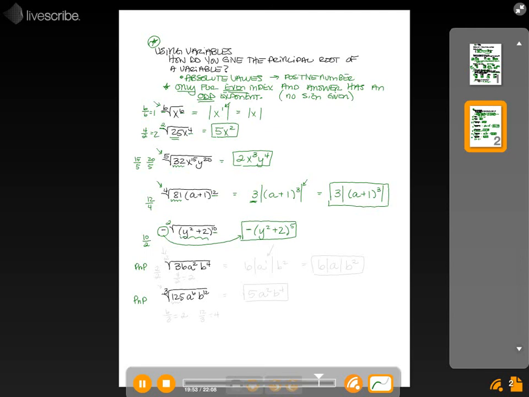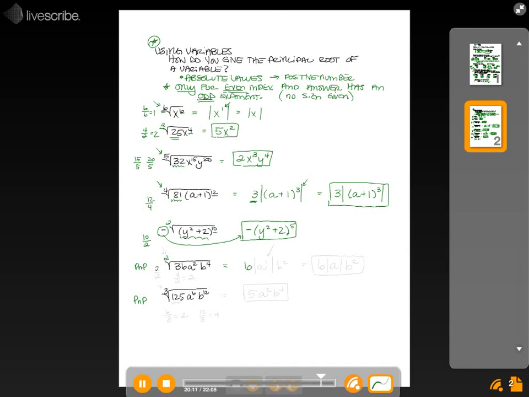Alright, let's look at this first one. The square root of 36a squared b to the 4th. Well, again, the index isn't written, so it's understood to be a 2. We can add it in there if we need to. We want the square root of 36 first. That's going to be 6. We should know that.